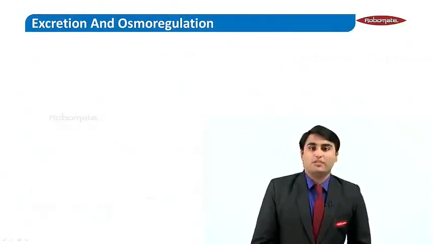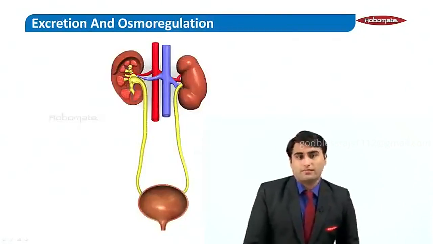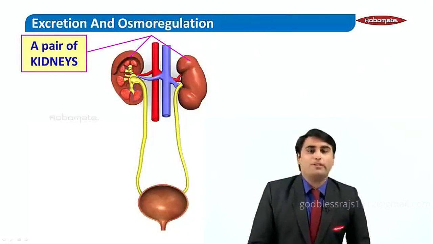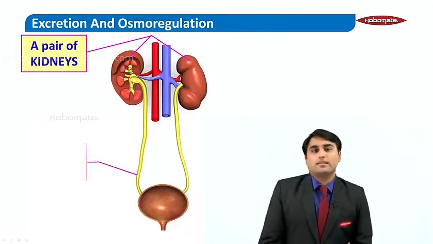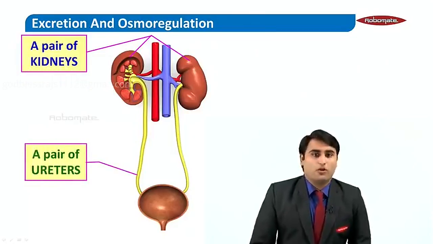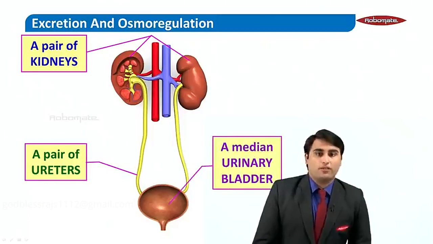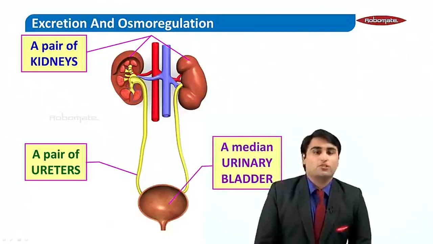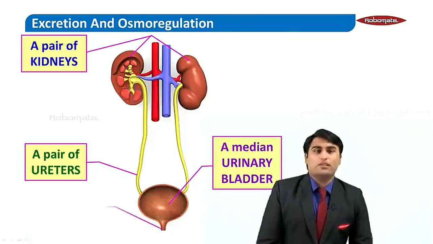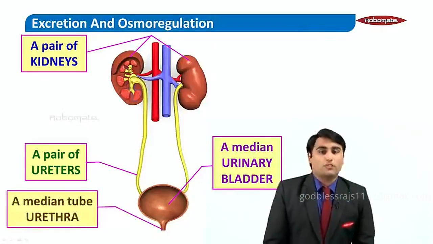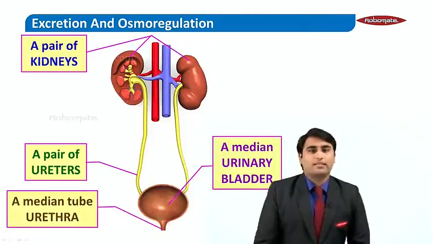Now, before starting, we need to see the various parts of the human excretory system. Starting with the two main important organs, which are your kidneys. The kidneys continue into two long narrow tubes called ureters, and the ureters end into a median organ which temporarily stores your urine, called the urinary bladder. The urinary bladder expels the urine via a median narrow tube called the urethra. So these are the important structures of the human excretory system.